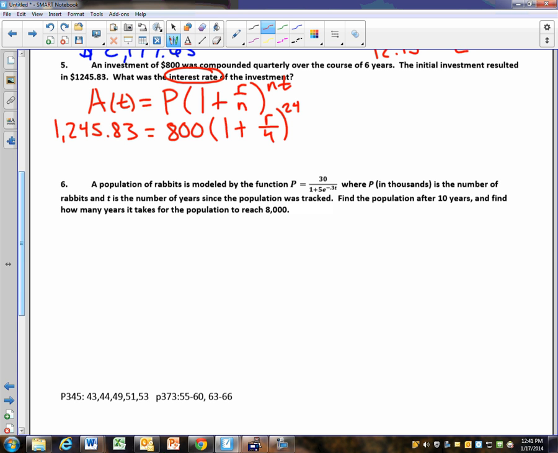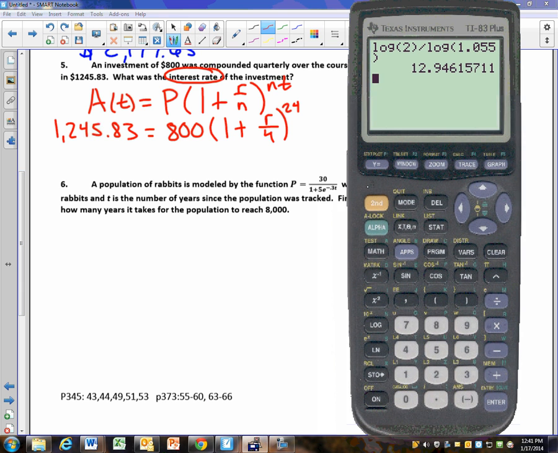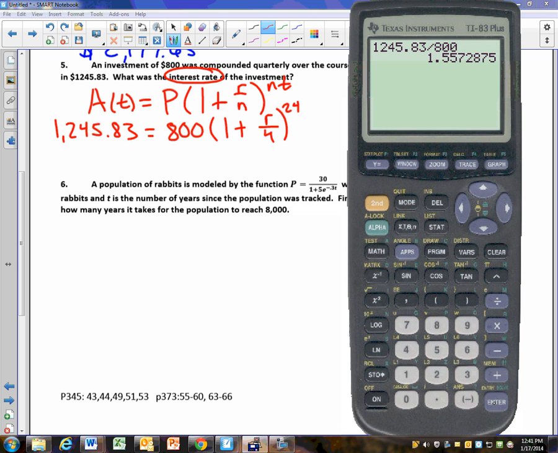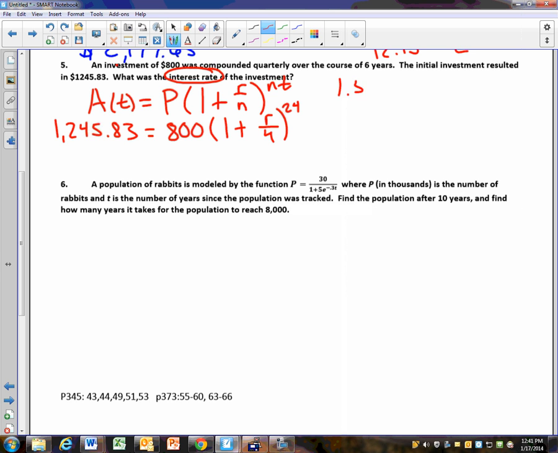So we're trying to get at this R. How would you do that? What would you do first? We'll divide off our 800, 1245.83 divided by 800, and I get 1.557 is equal to 1 plus r over 4 to the 24th power.